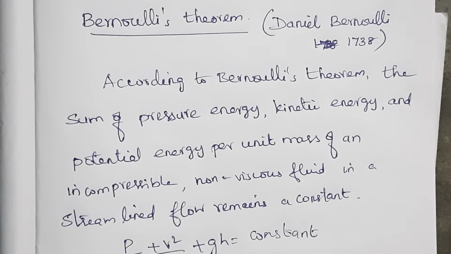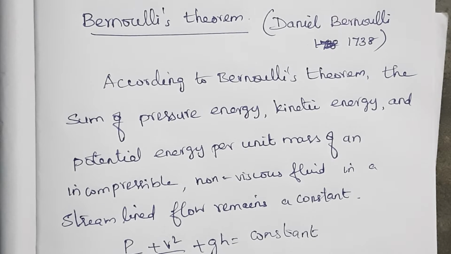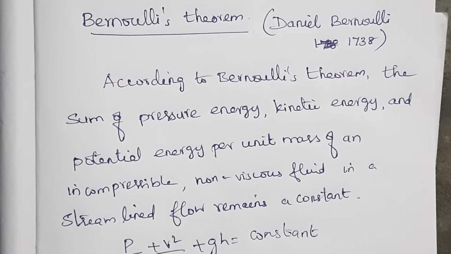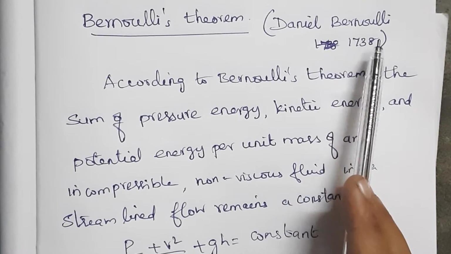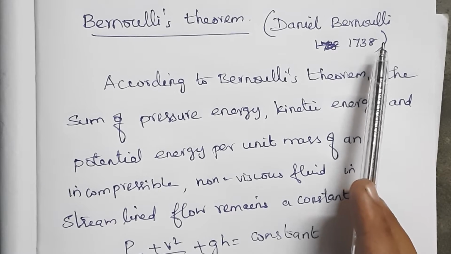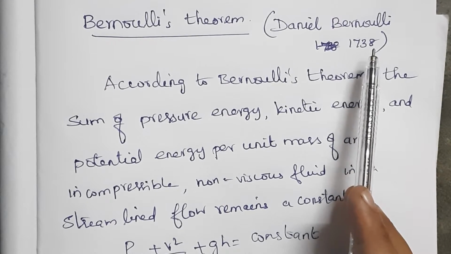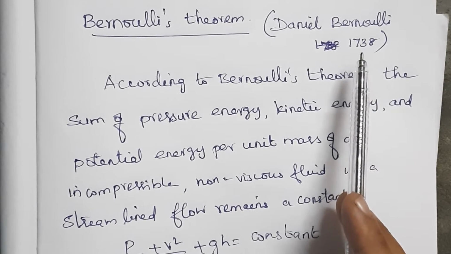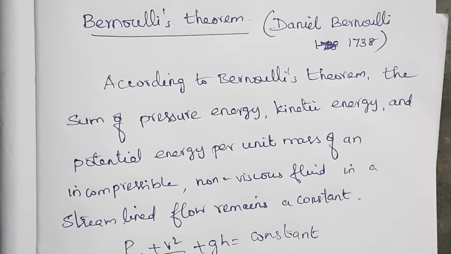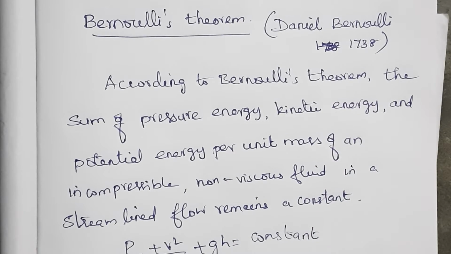Now let's see Bernoulli's theorem. This theorem was explained by the Swiss scientist Daniel Bernoulli in the year 1738. He found out the relationship of flow of liquid through a pipe of varying cross section.